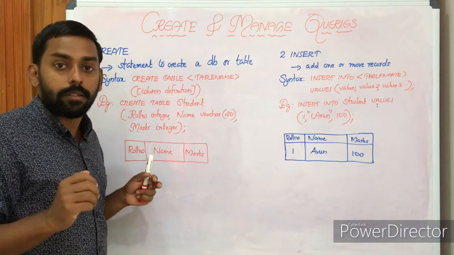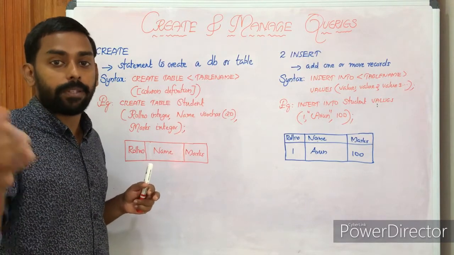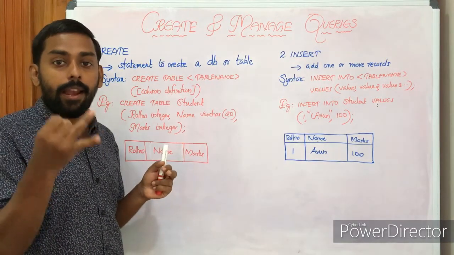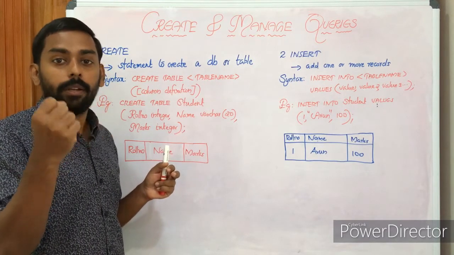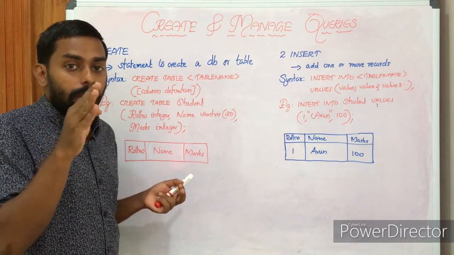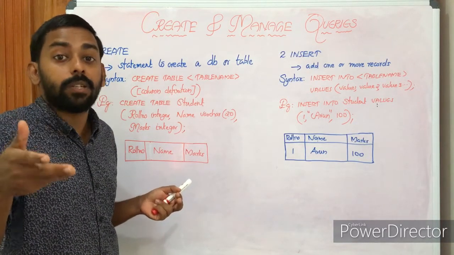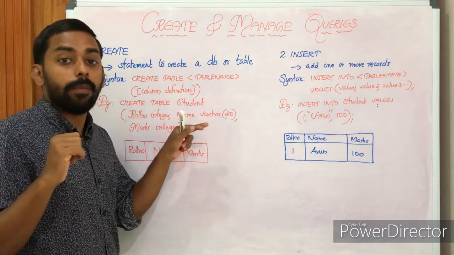You know what varchar is? Varying character. The length of names may vary. For example, Alan, A-L-A-N, has 4 letters, but Tom, T-O-M, has only 3 letters. So the length of names of different students may vary. Okay, so we are using the data type varchar.